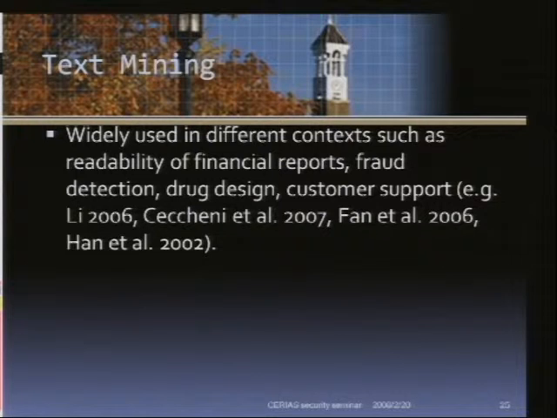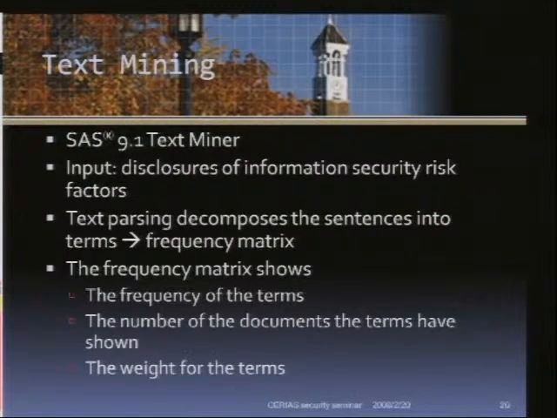And text mining, you know, is being widely used in different fields, for example, fraud detection, customer support, and drug design. Okay, so they can come up with all kinds of information they need. And the text mining tool we use is the SAS Text Miner. Okay, it's a package tool, and of course the input is the risk factor disclosures, right?